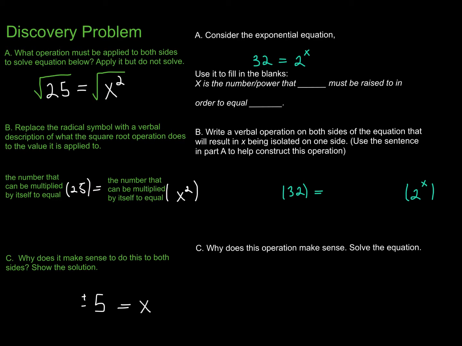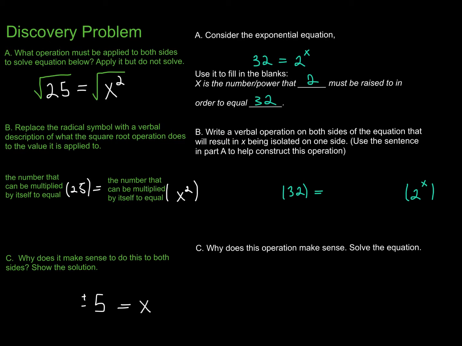Okay, well, let's think this through. X is going to be the power, and we can actually see that here, that 2 must be raised to in order to equal 32. So 2 must be raised to x in order to equal 32. Okay, great. So with that little bit of verbal understanding, we can now think about how we might isolate x.